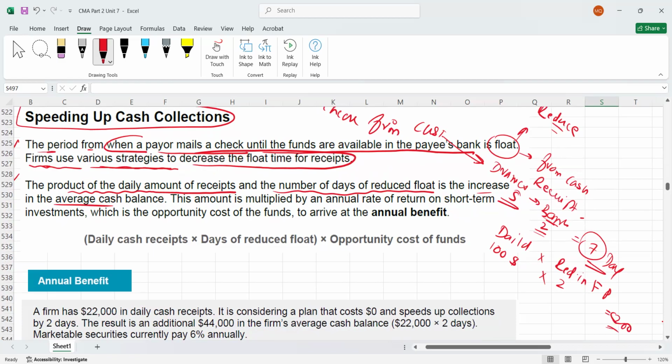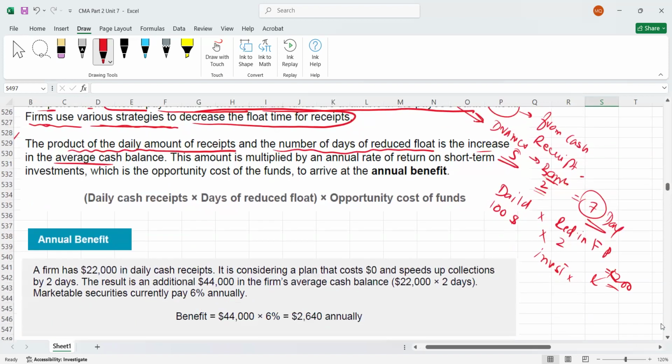$200, right? In total. And these $200 now you can invest somewhere and you can earn return on that. So we need daily cash collection multiplied by the reduction in the float period. This will give you an increase in cash balance, and this increase in cash balance you can invest and earn a return on that.